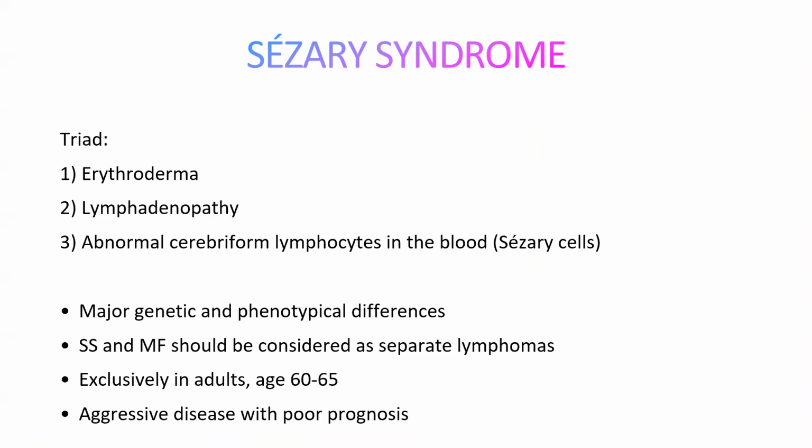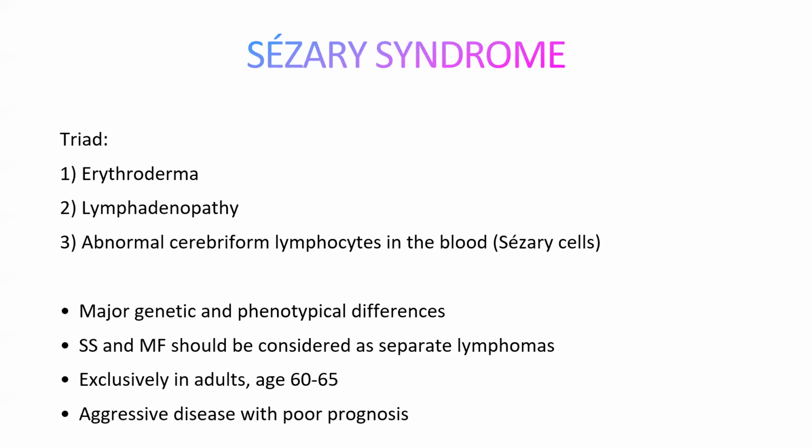Now let's move on to Sezary syndrome, which is characterized by a triad of erythroderma, which is red scaly skin that covers over 90% of the body surface area, lymphadenopathy, and abnormal circulating lymphocytes, in other words, Sezary cells that can be found in the blood and lymph nodes. While Sezary syndrome is usually described as a leukemic phase of MF, more recent studies have actually revealed that there are major genetic and phenotypical differences in the two diseases. Therefore, it suggests that they should be considered two different types of lymphoma.